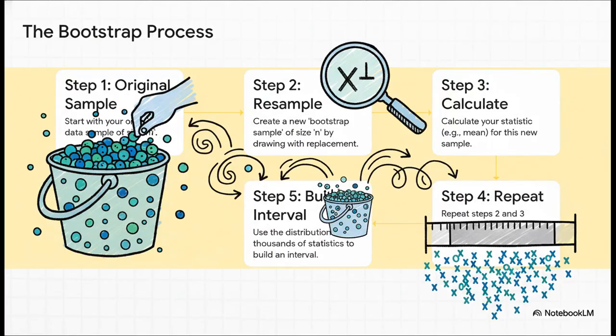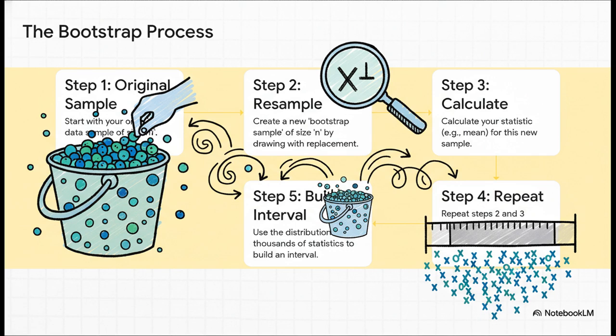All right, here's the recipe, step by step. You start with your original data sample. Let's say it has n items. Step 2, you create a brand new bootstrap sample of the exact same size, n, by randomly picking from your original data, but, and here's the trick, with replacement. This means some of your original data points might get picked 2, 3, 4 times, and some might not get picked at all. For that new sample, you calculate your statistic, like the mean.